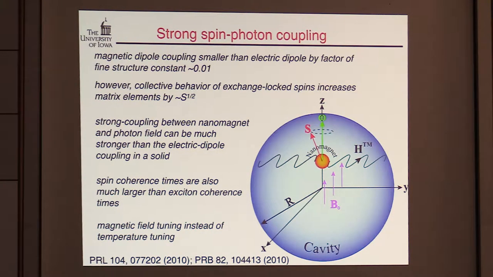All right, so what are the advantages? You have this disadvantage that the dipole coupling is smaller than the electric dipole. However, the collective behavior of the spins will increase the matrix elements to compensate for that. And so you should be able to get strong coupling between the nanomagnet and the photon field that's much stronger than the electric dipole coupling in a solid where you only have the two levels to work with. In addition, the spin coherence times will be much larger than the exciton coherence times, and you have a magnetic field tuning instead of temperature tuning. So that was the motivation for this proposal from some time ago.